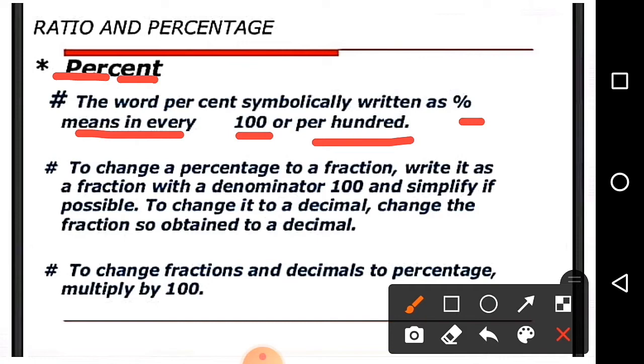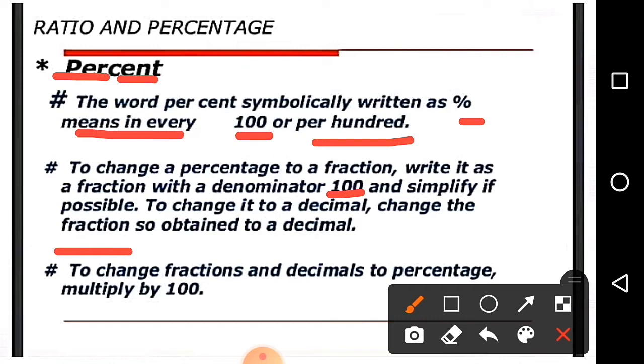To change a percent to a fraction, write it as a fraction with denominator 100. So the denominator should be 100, and simplify if possible. We just have to write the denominator as 100, and if possible do cancellations to change it into a decimal, or you can also change it into a fraction. Accordingly you can do the conversion.